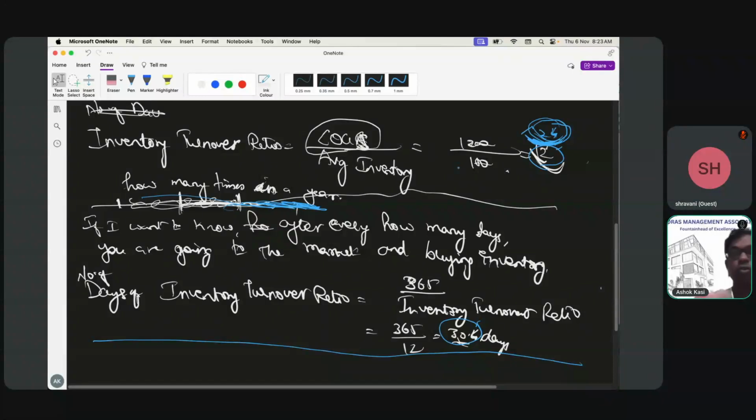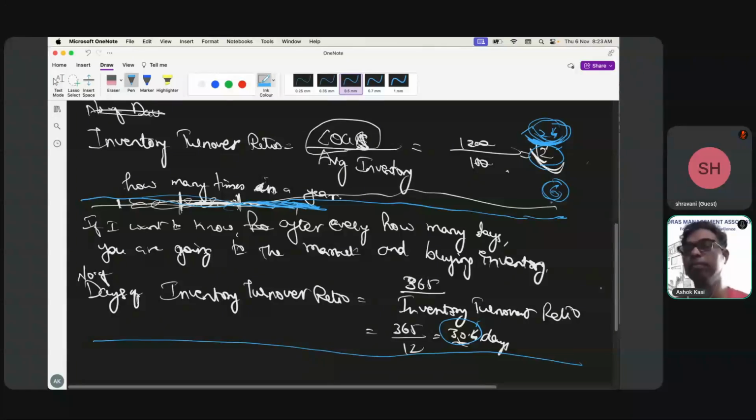Okay, and if it is too low, then what will happen? If it is too low, instead of 12, if it is 6, then what does that mean? Not enough sales, that means no sales are happening. A second interpretation could be overstocking of inventory. When you are overstocked, that means you are locking your working capital, right? Yes. Okay.